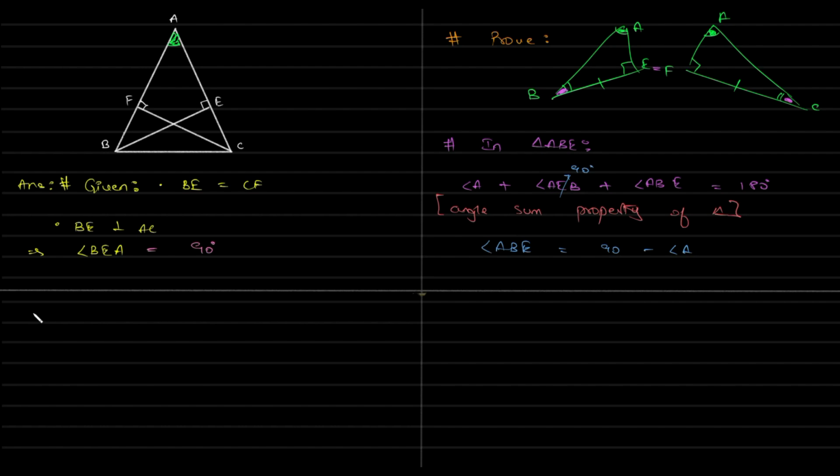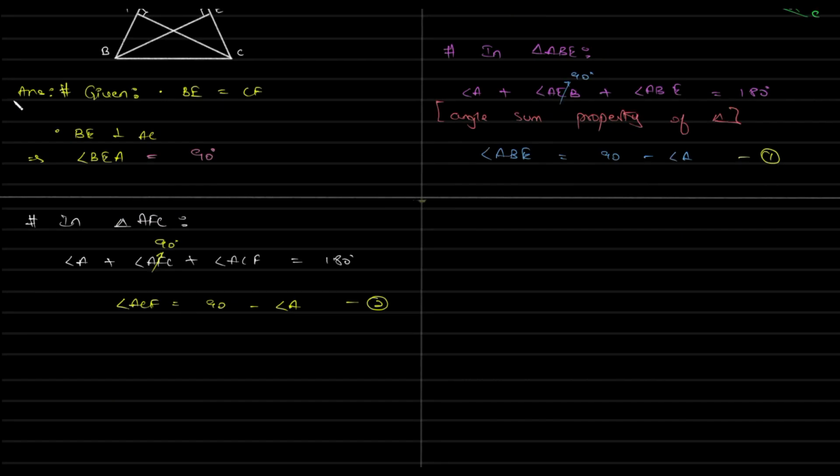And similarly in triangle AFC, we have angle A plus angle AFC plus angle ACF, which is equal to 180, but this particular angle is 90, and by transposing, angle ACF will be equal to 90 minus angle A. We'll call these equations 2 and 1. So with this, we can clearly tell these two triangles are congruent.